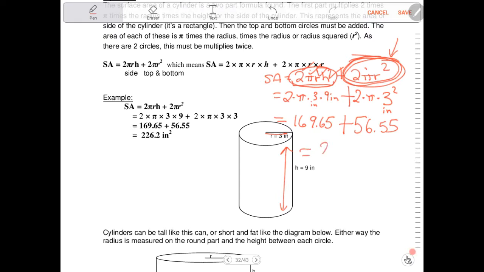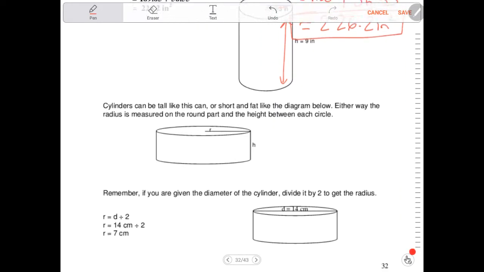Final answer is 226.2 inches squared, 226 inches squared. Nothing there is too difficult. I can see maybe a bit of an issue with that squared value. Again, make sure as I'm doing this that you can get the 226.2 inches squared out of your calculator. You've got to be okay doing that.